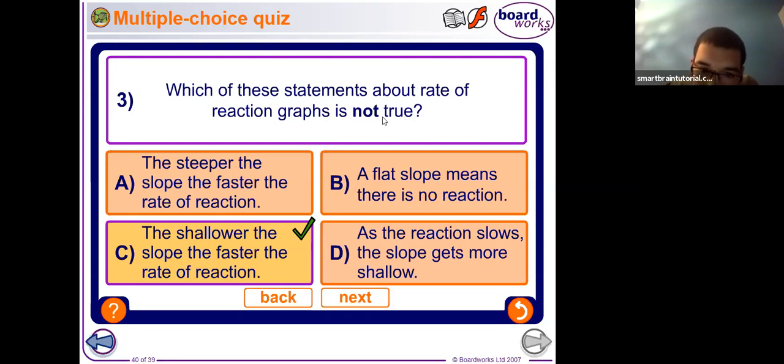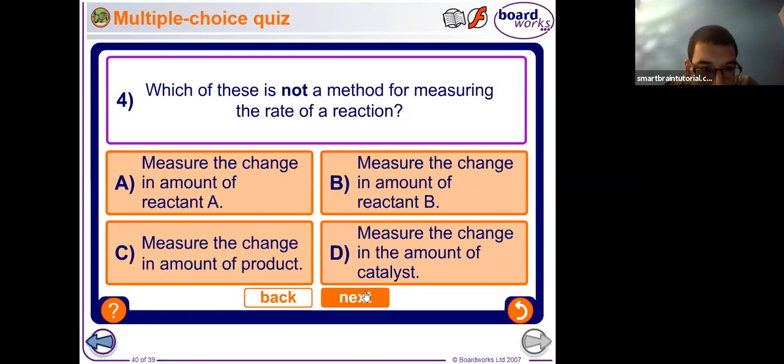Okay, yeah, so you mean the wrong answer, the wrong statement. Okay, which of these is not a method for measuring the rate of reaction? It's not D. D, measure the change?